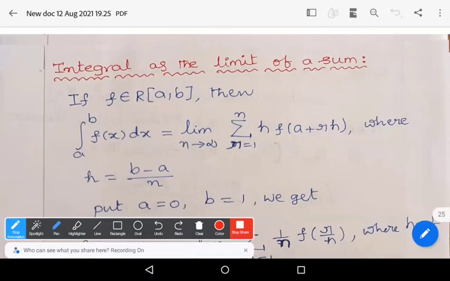In this video, we learn some problems from Riemann integration. Let us see. First, we learn this definition: integral as the limit of a sum.